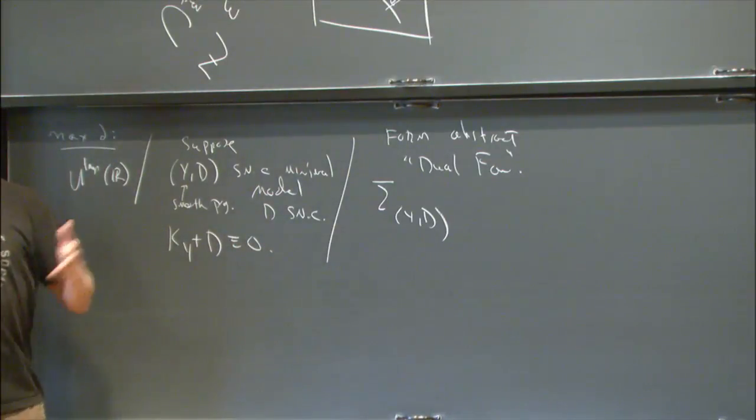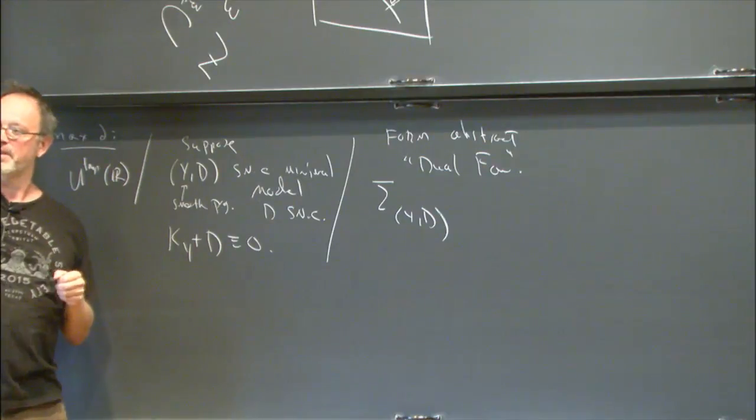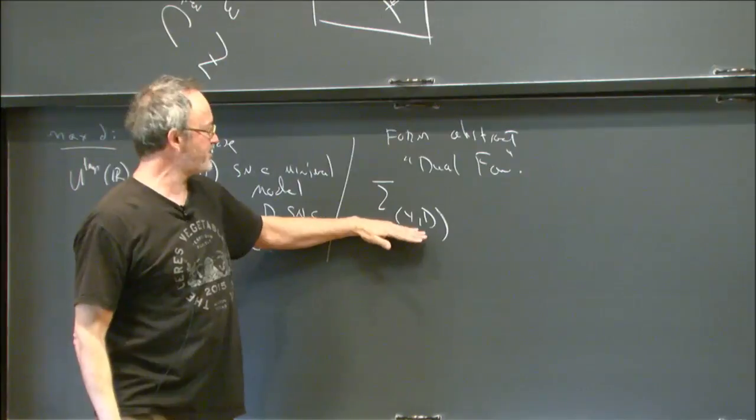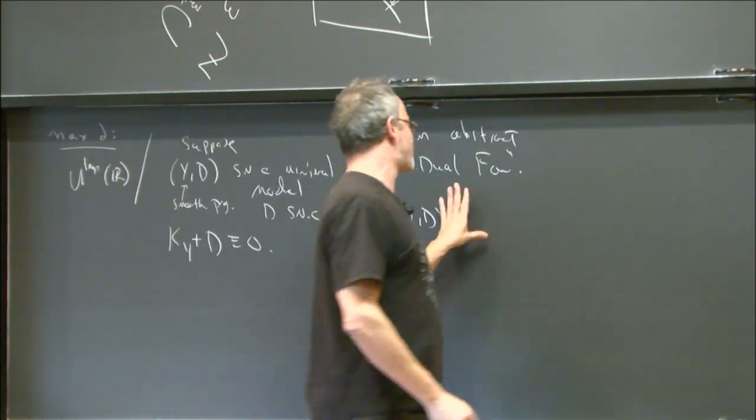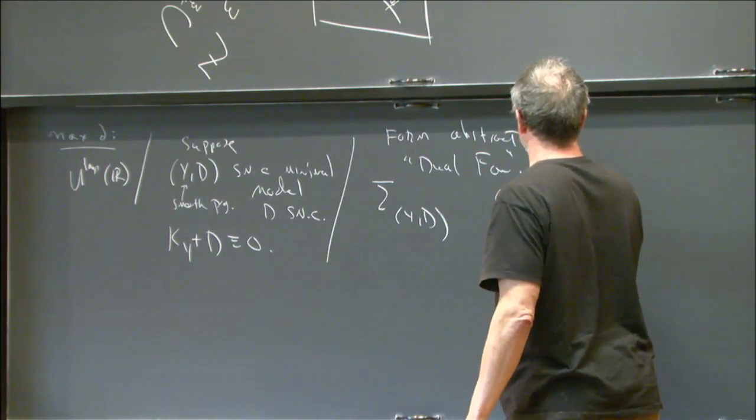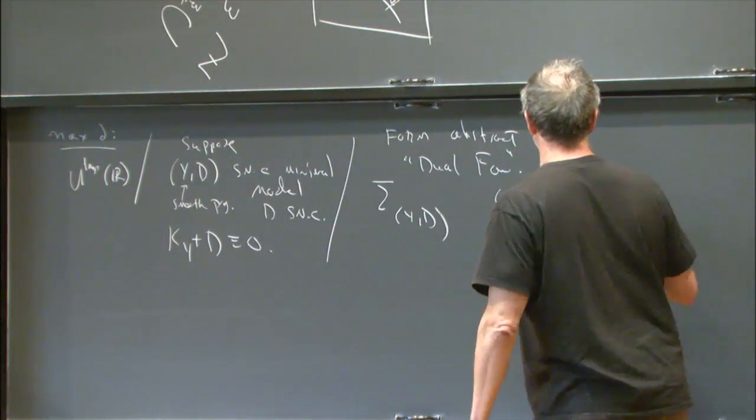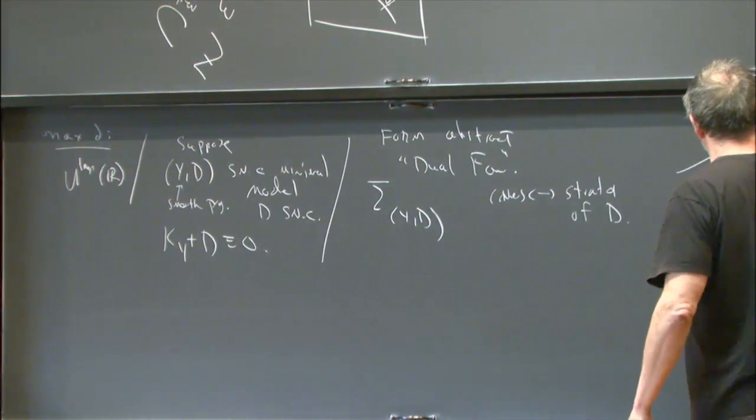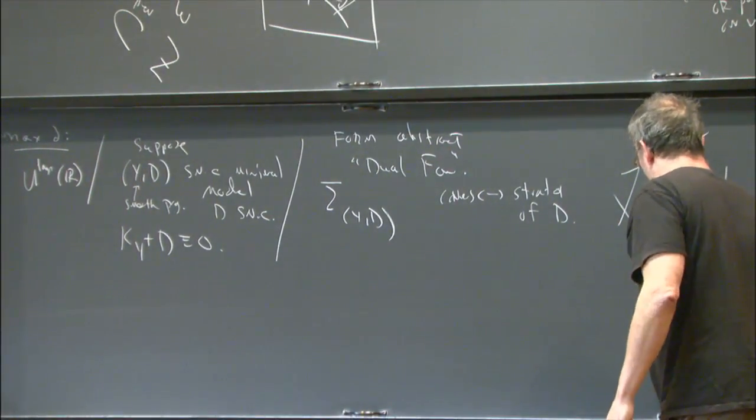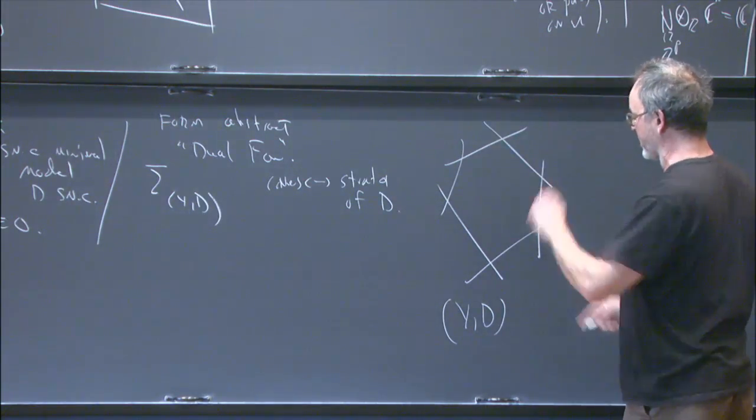How many people know what this is? Can guess what this is? Or if you don't have any idea, you prefer not to say. I think lots of you have done something like this. So what's the dual fan? It's just the fan whose cones are in bijection with the strata of the simple normal crossing divisor. Let me give an example. Say we're in dimension 2. This is a picture of (Y, D). So Y is a surface. D is a bunch of curves. They're actually always P1s. They form a cycle.